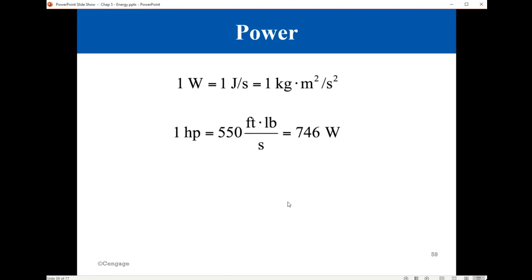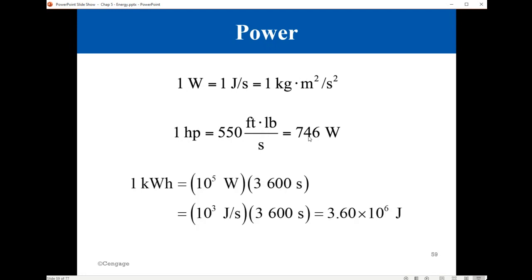In addition to the unit watt in the SI system, there is another unit that is used in the British system, which is the horsepower. 1 HP, 1 horsepower, is equivalent to 550 foot-pounds per second, and this is equivalent to 746 watts.